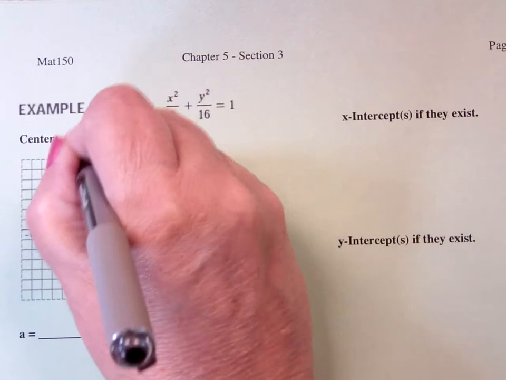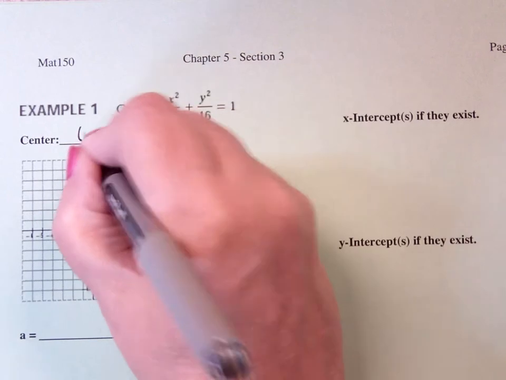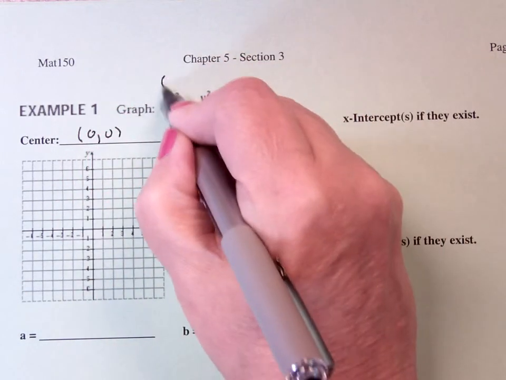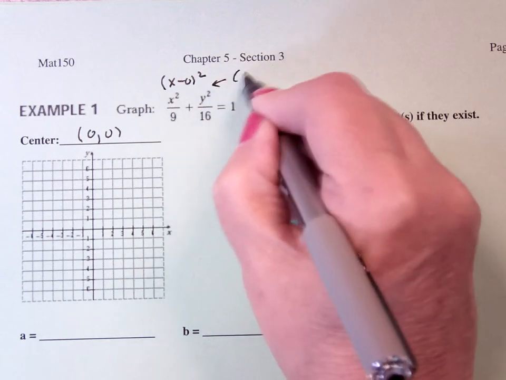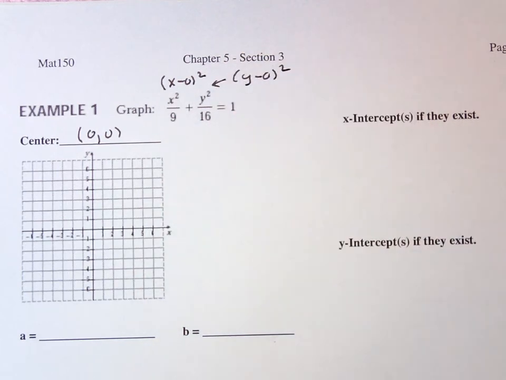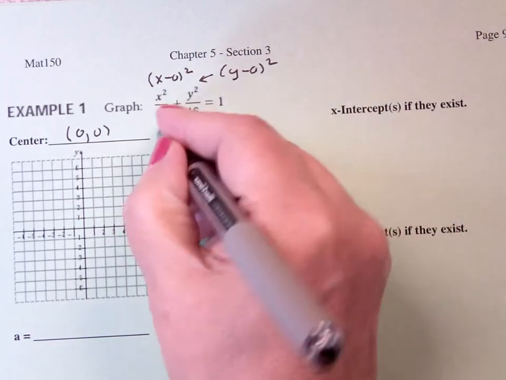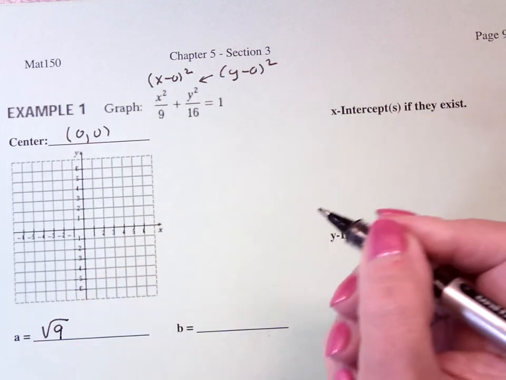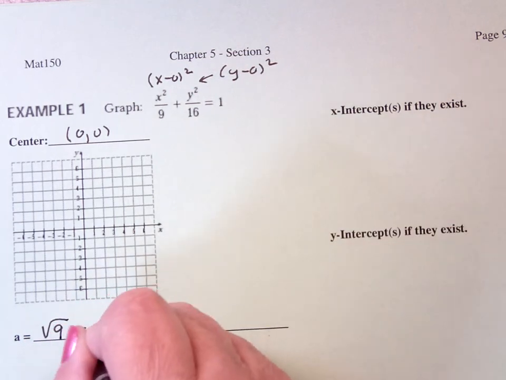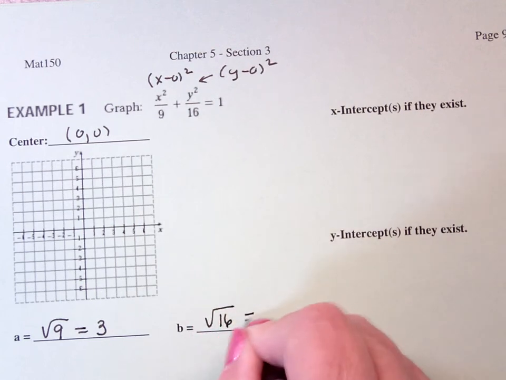What's the center? 0, 0. Technically speaking, this is x minus 0 squared, and technically speaking, this is y minus 0 squared. So the center is 0, 0. A happens to be the square root of the thing that's under x squared, which is the square root of 9, which is 3. And B is the square root of 16, which is 4.